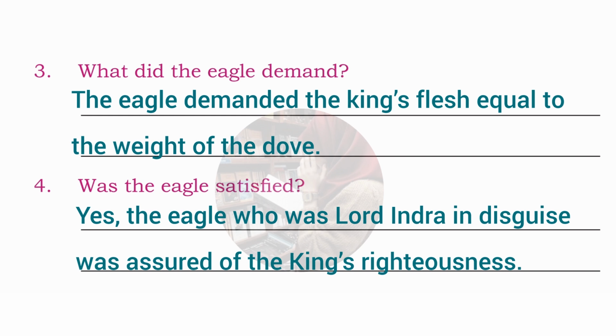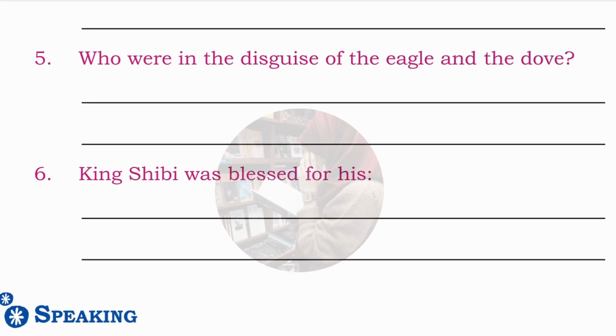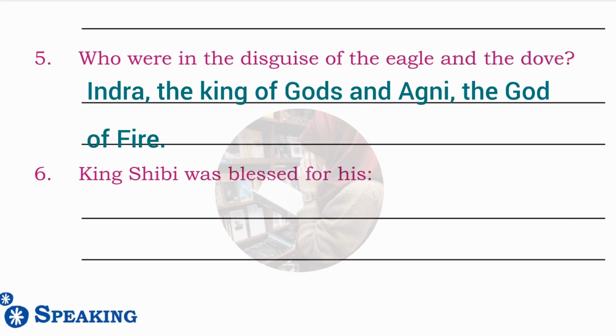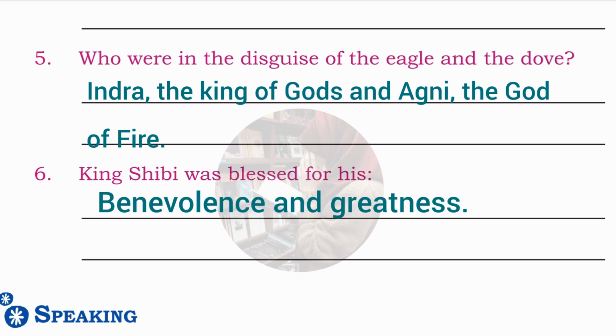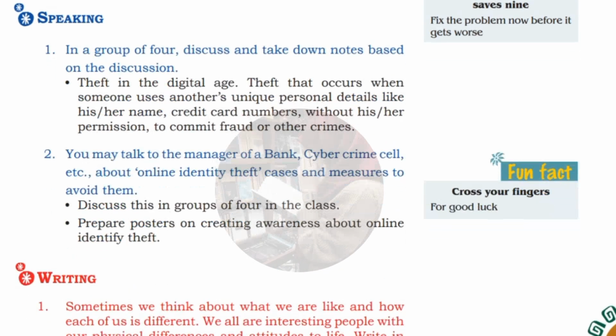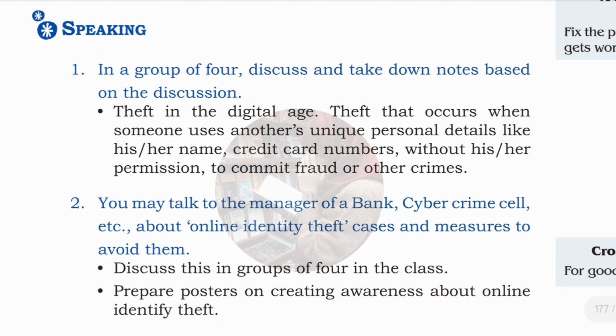Okay guys, next we'll see the fifth question, which is, who were in the disguise of the eagle and the dove? Answer: Indra, the king of gods, and Agni, the god of fire. Sixth question: King Shibi was blessed for his benevolence and greatness. Okay guys, now we'll move to the next part, that is the speaking part.